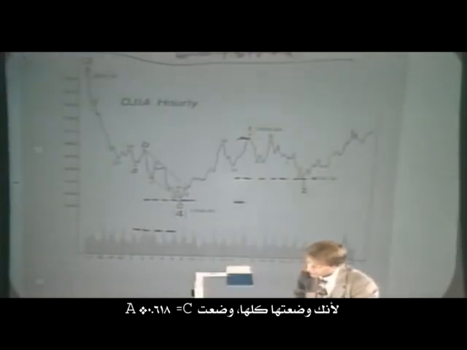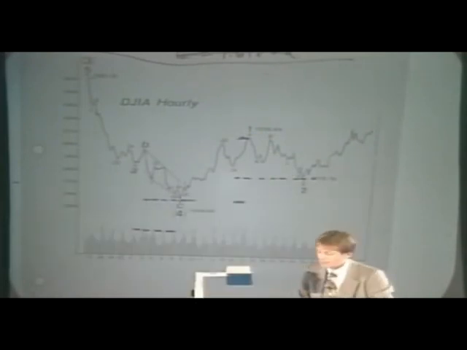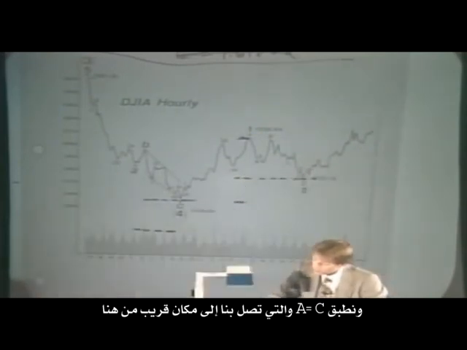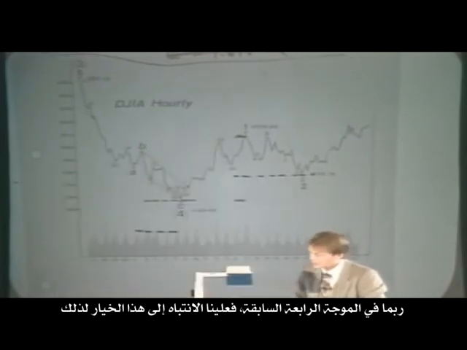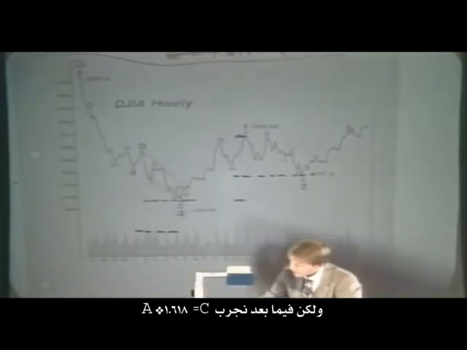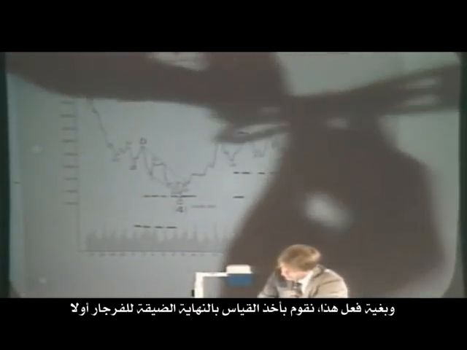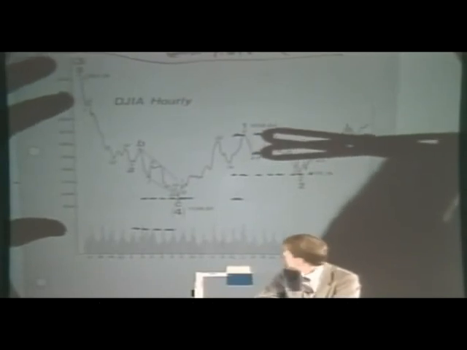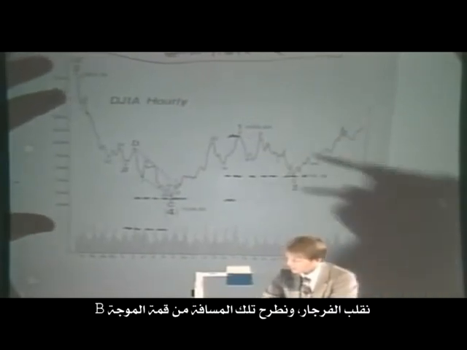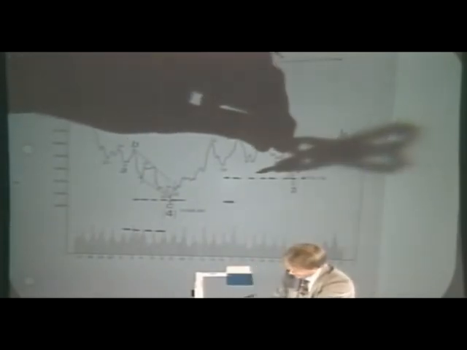You plot C equals 0.618 of A, which probably doesn't even get you to a new low, so you'd throw that out. You plot C equals A, which is somewhere up here, probably in the previous fourth wave, so you'd pay attention to that one. But then you plot C is 1.618 times the length of the A wave. And in order to do that, you measure with the narrow end of the compass first. You flip the compass, subtract that distance from the peak at the B wave, and you make your mark.